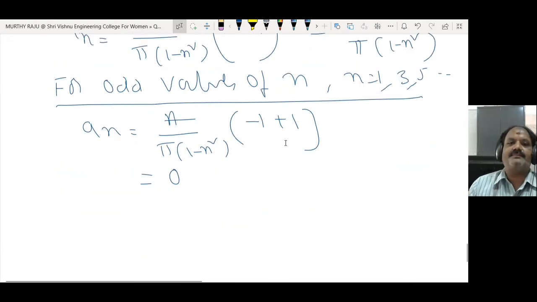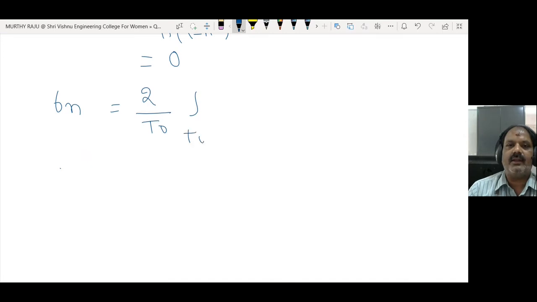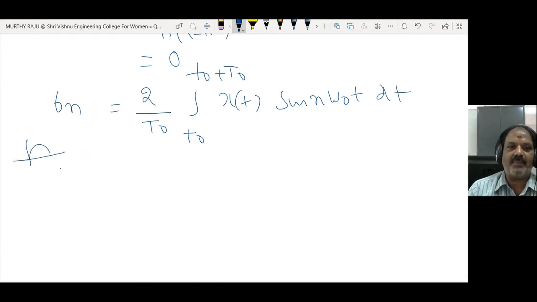Now find out Bn. We know that Bn is equal to 2 by T naught, integral from t naught to plus capital T naught, x of t sine n omega naught t dt. We know that here the waveform is like that: 0 to T, T by 2, 0 to T, value x of t is there.